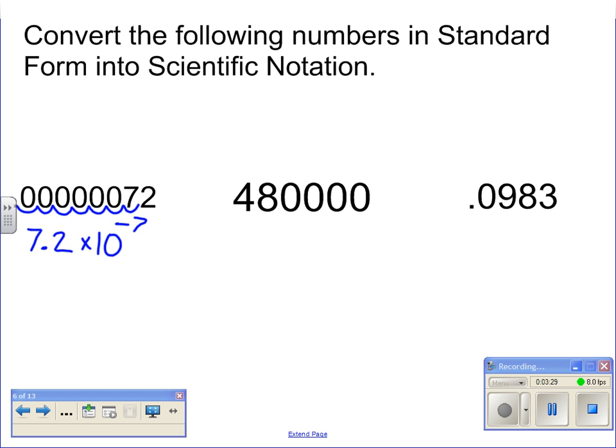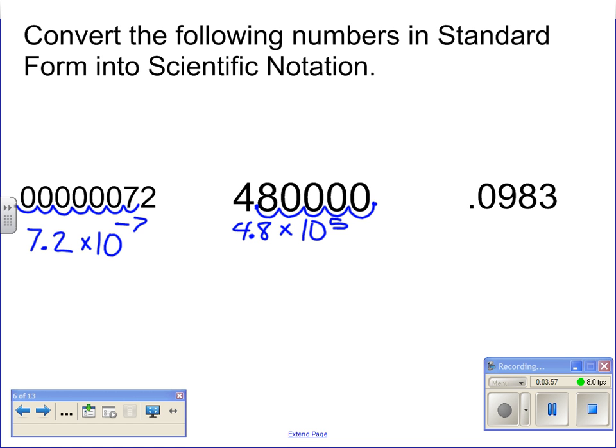On the next one, we're going to place our decimal point between the 4 and the 8 because it would have been back here behind the 0. So we will count over the number of places, 1, 2, 3, 4, 5. So we get 4 8/10 times 10 to the 5th.